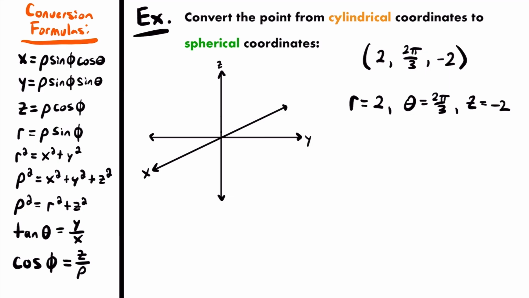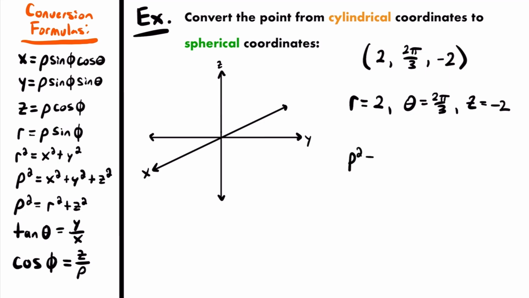Okay, so to convert to rho, we can't use this equation of rho squared equals x squared plus y squared plus z squared because we don't have x and y. But what we can do is use this one down here. We know that r squared is equal to x squared plus y squared. So making that substitution in this formula, you then get this formula, rho squared equals r squared plus z squared. That's what we're going to use here.